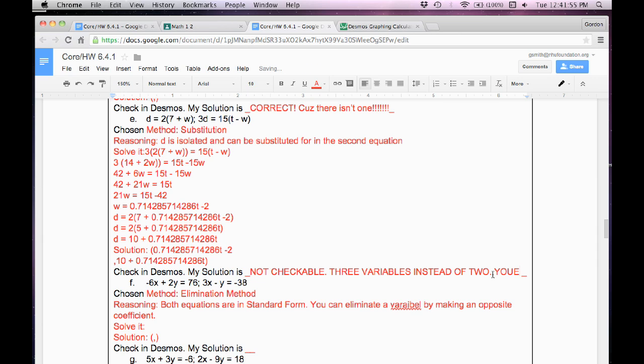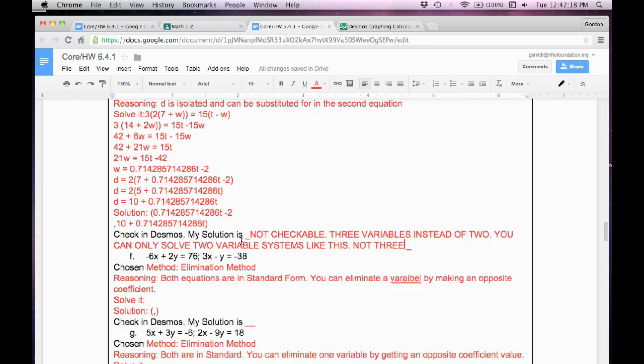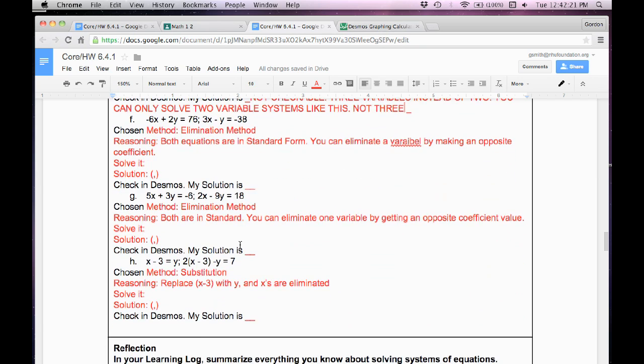You can only solve 2 variable systems like this, not 3. And that's shown by the fact that we could never get rid of the T. And that's the point of that problem. Okay, F.